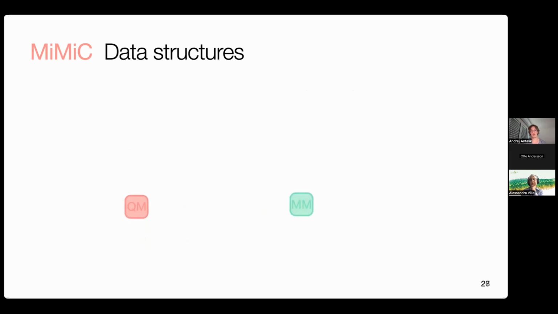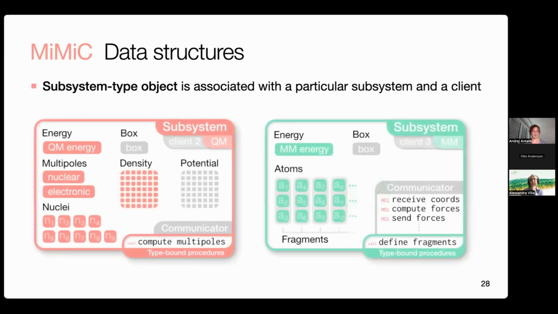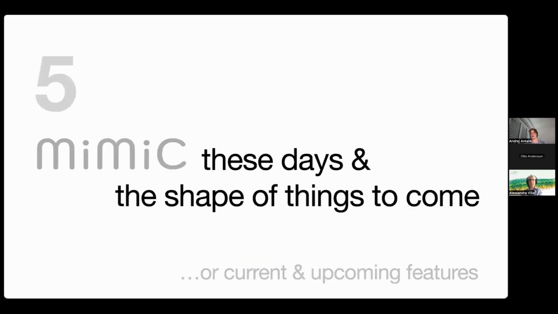And finally, we have different subsystems, which I suppose all of them will contain some sort of particles: atoms for MM, nuclei for QM. And for the QM, on top of that, we need some objects to store these grid-based quantities like densities or external polarizing potential. So they're there. In the final part of this presentation, I would like to talk a little bit about development that's already there, that's going on, and so on.